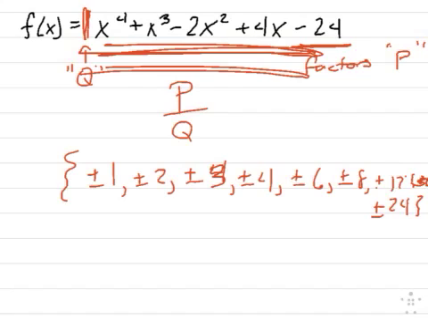Usually when they give you a problem like this, sometimes two of them are real and two of them are imaginary, or sometimes two of them are rational and two of them are irrational, which means you'd have to use the quadratic formula or complete the square. Alright.